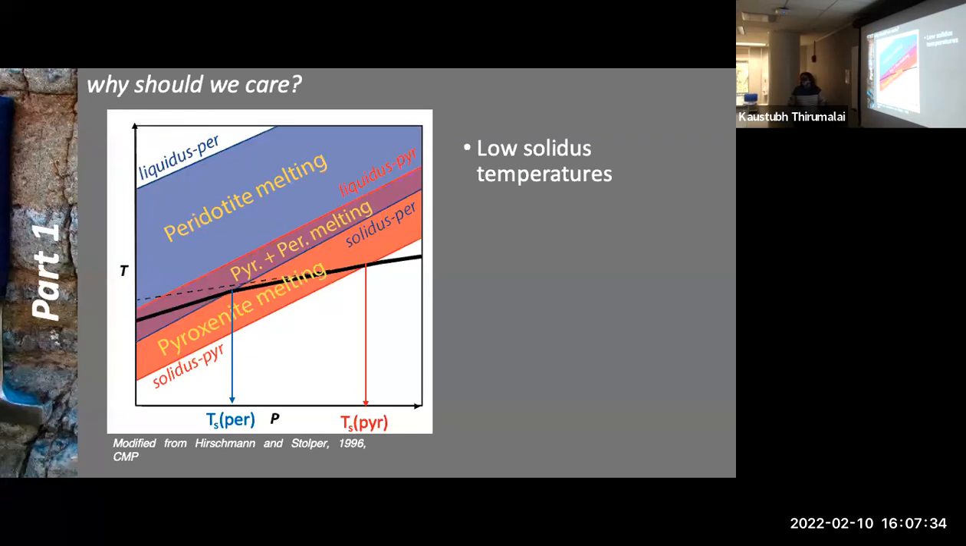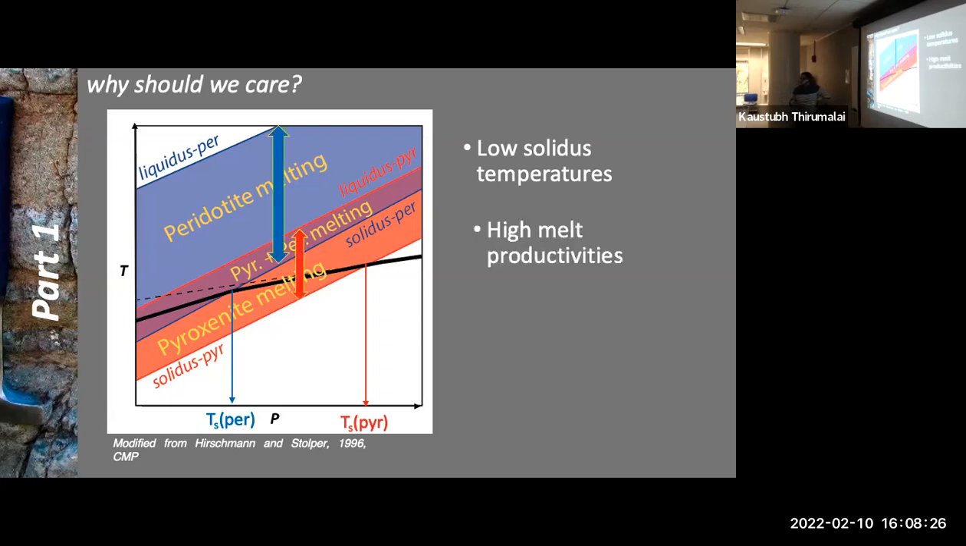The second reason is because of the melting behavior of pyroxenite. So pyroxenite represents a small fraction of the mantle, that is true. Based on mantle exposure, it's up to 10%, max of 10%. But it's well known now that they have a much lower solidus temperature. What that means is they will actually start to melt at a much higher pressure than a peridotite. So this is what is represented in this temperature pressure diagram. The black line represents an adiabatic path for the mantle, and the red line corresponds to the solidus of the pyroxenite versus in blue the solidus of the peridotite, and so you usually start to melt the pyroxenite at higher pressures than a peridotite.